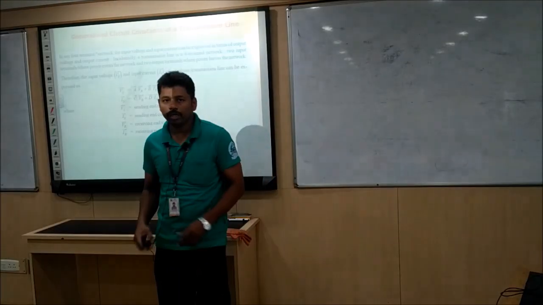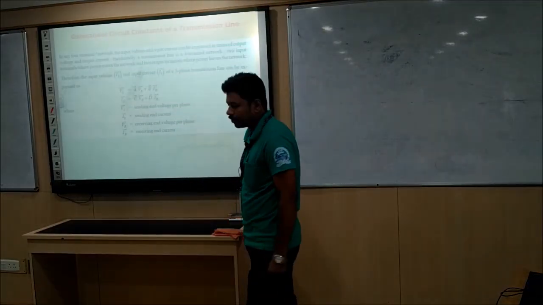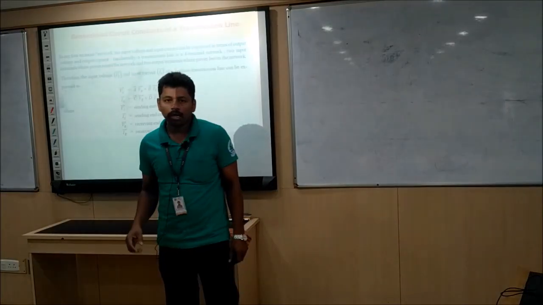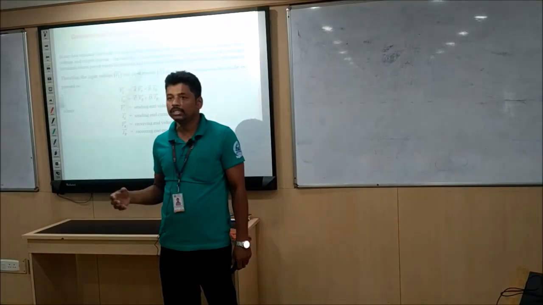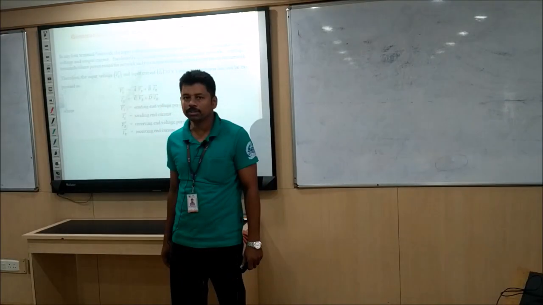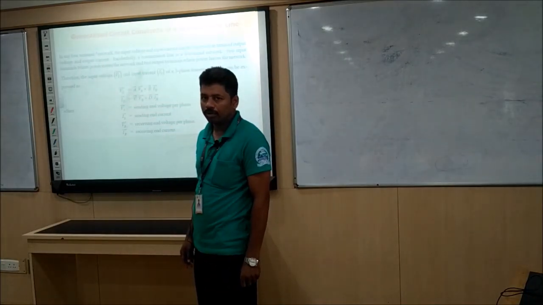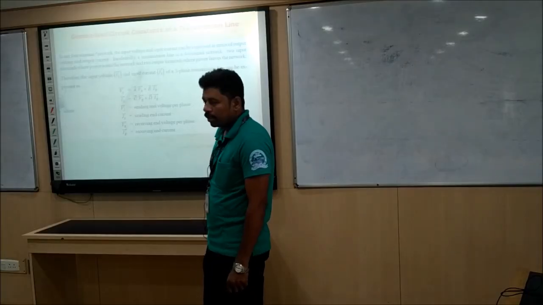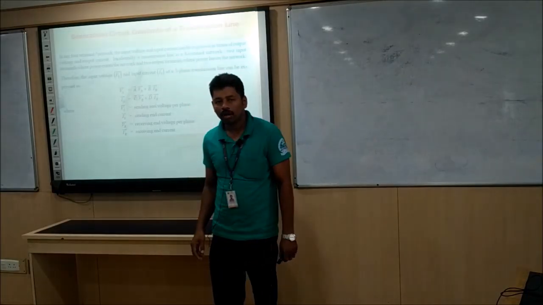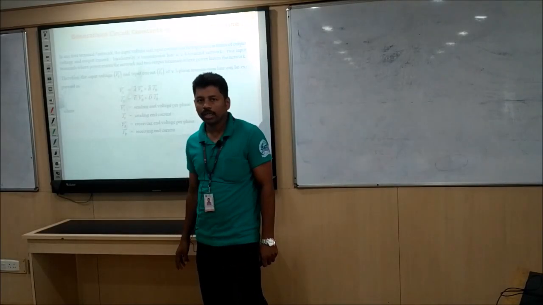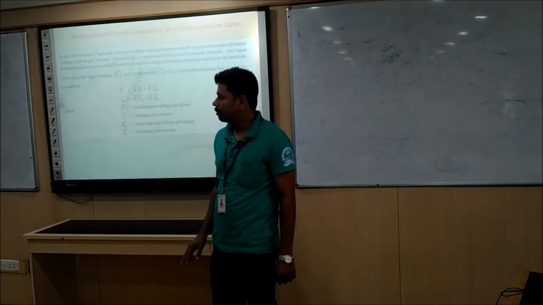We are going to study the generalized circuit constants of a transmission line. What will be the models which we discussed: the short transmission line, medium and long transmission line. Now we are going to see how to simplify the calculation using the generalized circuit constants. There are four parameters: A, B, C and D.